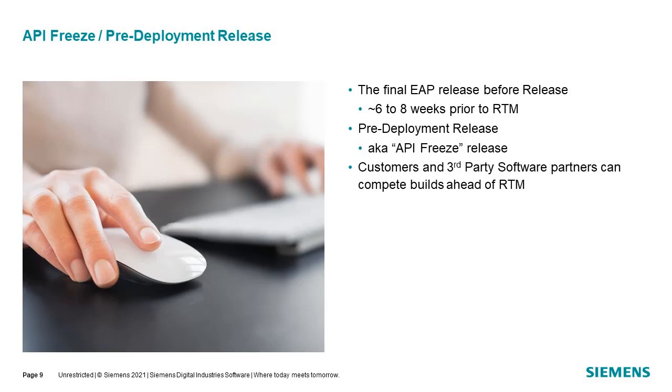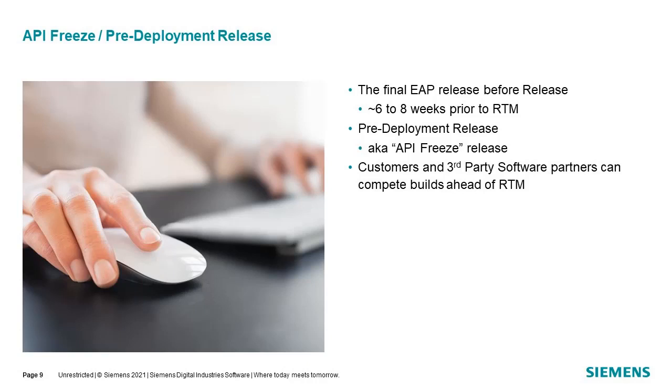Many of our large customers we know have NX Open and other customizations. And so one of the final releases that we will do as part of EAP is known as the Predeployment Release. And that will freeze the API. That's approximately 6 to 8 weeks before the final release, or what we internally call RTM.